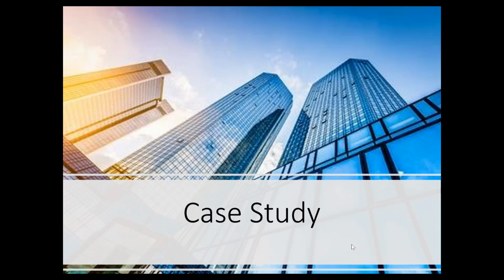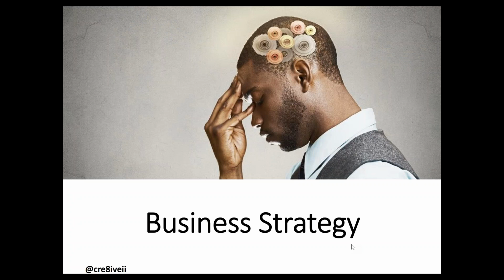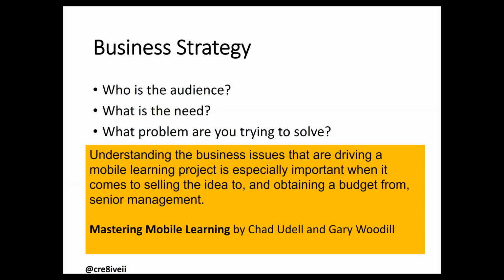So in thinking of that, I'm going to talk a little bit about the business strategy and how you would go about your first mobile learning project. So I think one of the key things, and this is from a book called Mastering Mobile Learning by Chad Udell and Gary Woodall, is that you really have to understand what the business issues are that are driving a mobile learning project. And you're going to need that in order to sell the idea and get a budget from senior management. Because just because you say, hey, we need to create mobile learning for our company, that may not be enough. So you need to know what the need is and what the problem is that you're trying to solve.